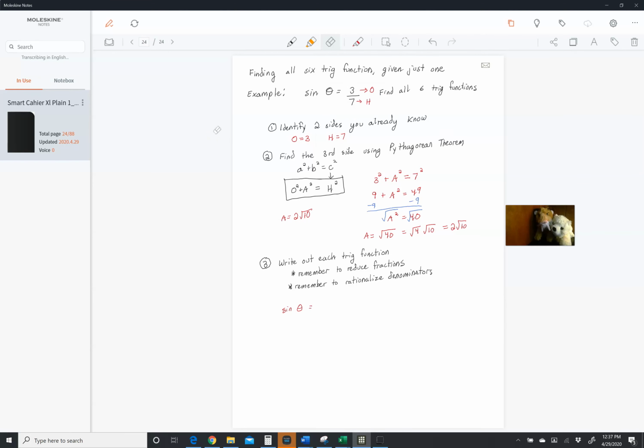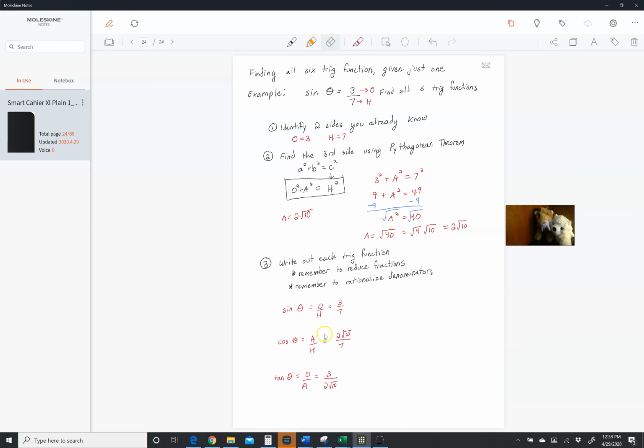Sine of theta is opposite over hypotenuse, which is 3 over 7. That was given to us. Cosine of theta is adjacent over hypotenuse. Well, adjacent is 2 times the square root of 10. The hypotenuse is 7. Tangent of theta is opposite over adjacent. And opposite over adjacent here is 3 over 2 root 10.